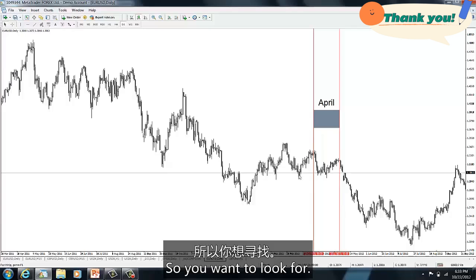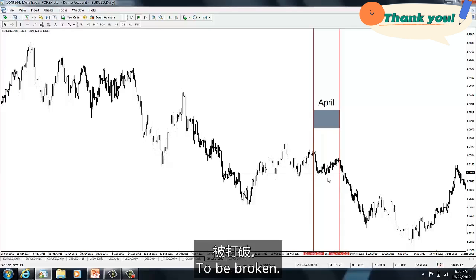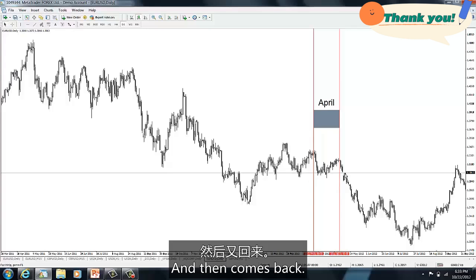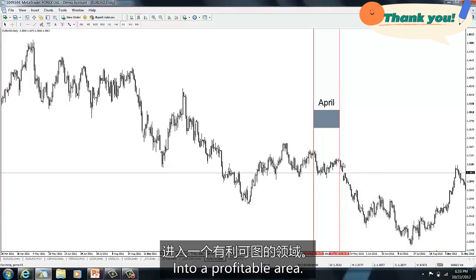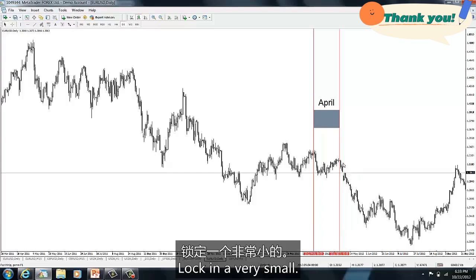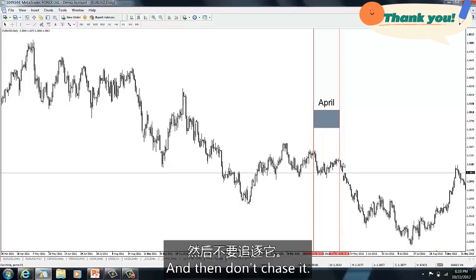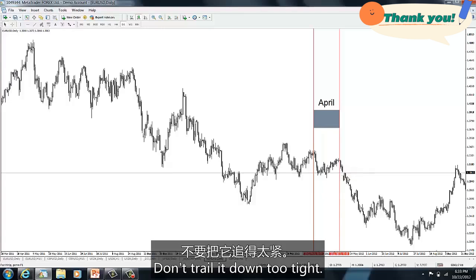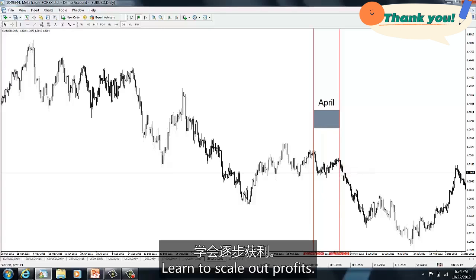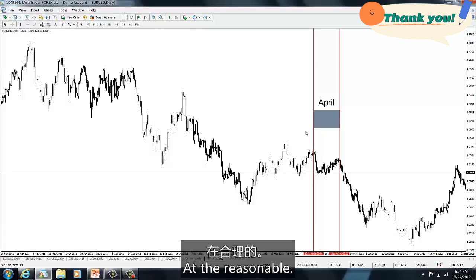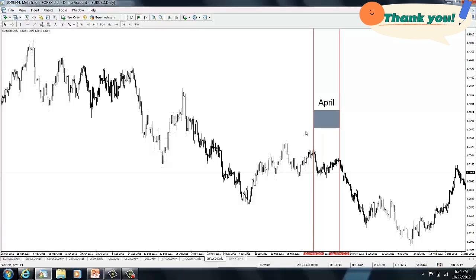Okay, so you want to look for support levels to be broken like it does here, and then comes back and retests it and trades lower. Then move your stop into a profitable area where you can lock in a very small portion of the profit, and then don't chase it. Don't trail it down too tight. Learn to scale out profits going down at the reasonable predetermined 127, 162, and 200 extensions.